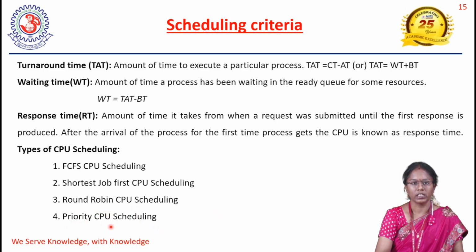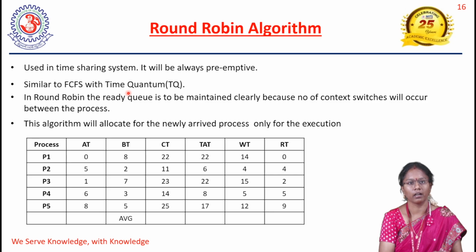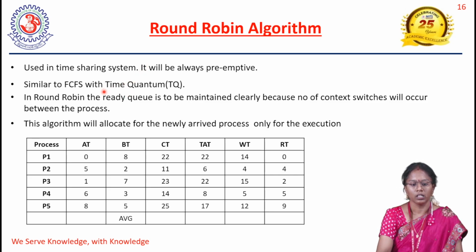Next, priority CPU scheduling. From the title, it has the keyword priority. Among the processes, the one which has the highest priority has to be given the CPU for execution. That is called priority CPU scheduling. Now we are going to see the first ones, which are basic and very easy. Now we are going to see the round robin algorithm. Already we have seen that the process executes based upon the time quantum. That is similar to first come first serve.